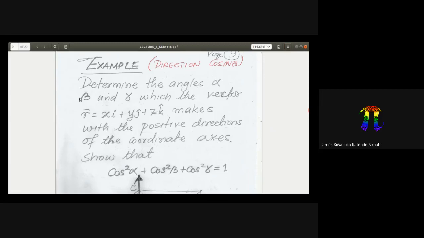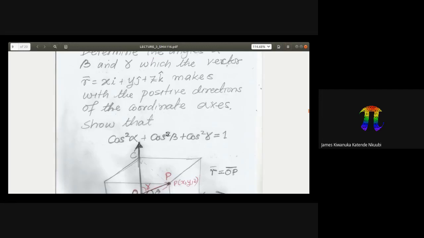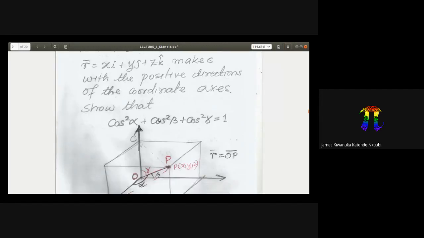Beta will be the angle which the vector makes with the positive y-axis, and gamma will be the angle which the vector makes with the positive z-axis. It also claims that cosine squared alpha plus cosine squared beta plus cosine squared gamma will be equal to 1. We shall show all that.